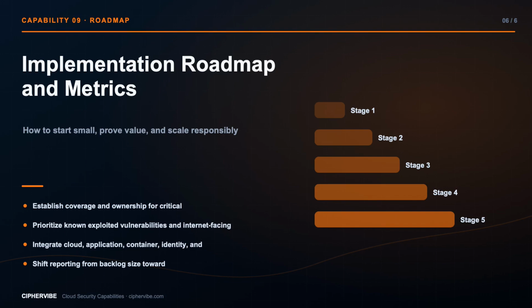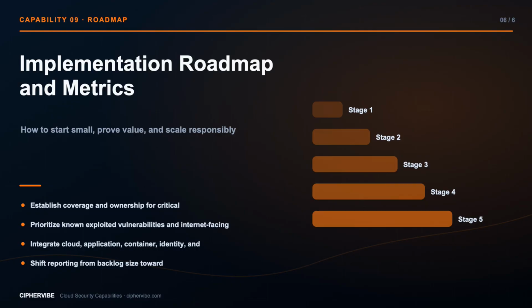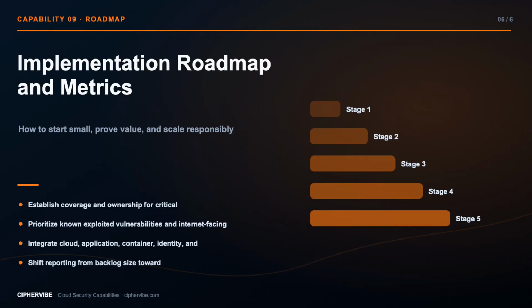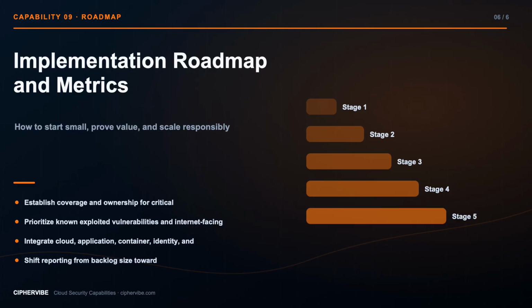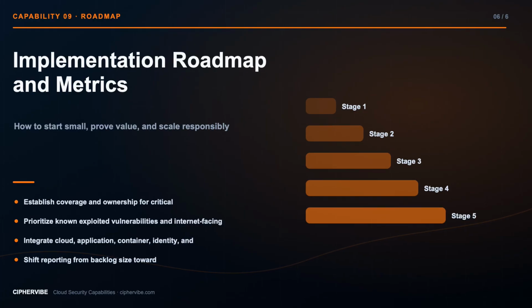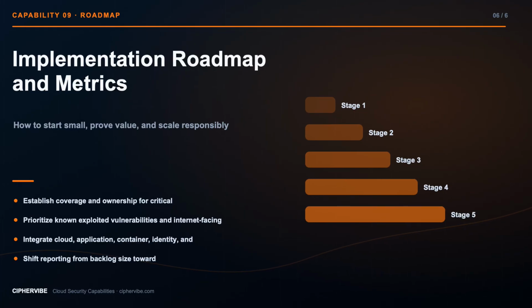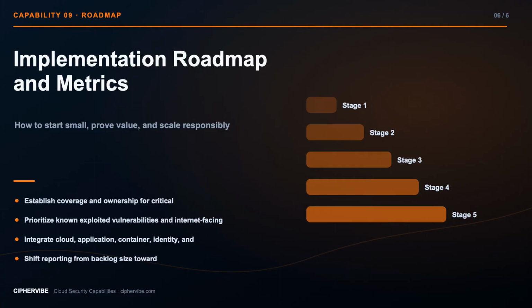Review the roadmap quarterly. Changes in architecture, threat activity, regulation, business strategy, and provider services can alter both priorities and assumptions. Retire metrics and controls that no longer guide useful decisions.